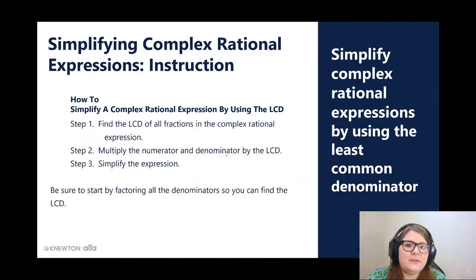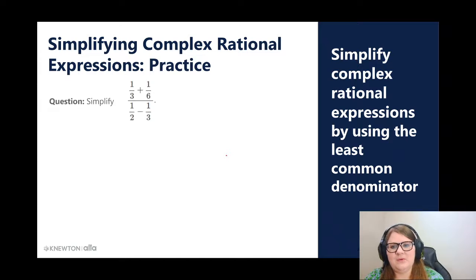Now, there's another method we can use for complex fractions and for rational expressions. It's up to you which way you prefer, but I want to show it to you real quick in case you like this. And that's by using the lowest common denominator. If you find the LCD of all fractions in the entire expression, then you can multiply both the numerator and denominator by that value and simplify. What does that mean? Well, let's take a look at one that has just numbers.